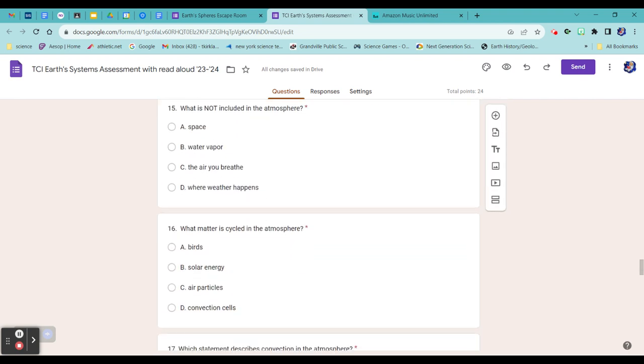15. What is not included in the atmosphere? A, space. B, water vapor. C, the air you breathe. D, where weather happens. 16. What matter is recycled in the atmosphere? A, birds. B, solar energy. C, air particles. D, convection cells.